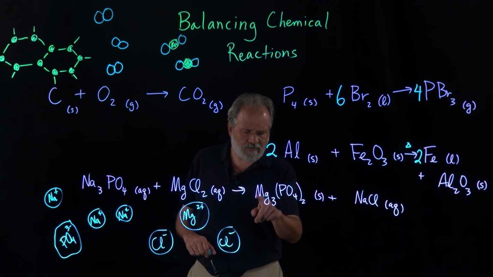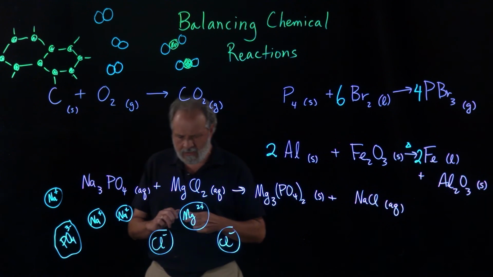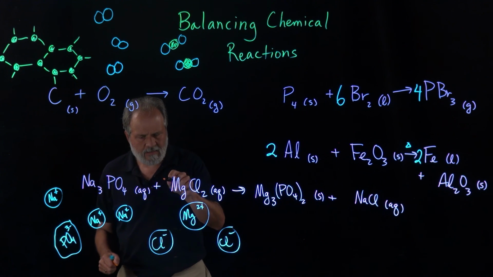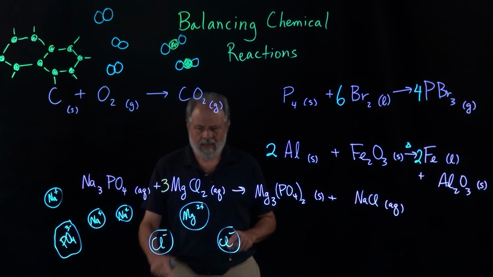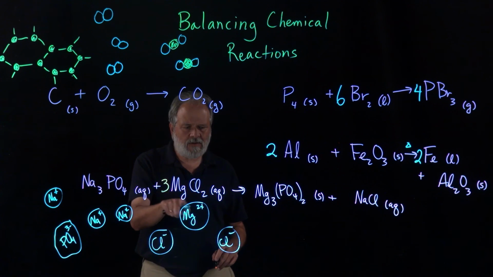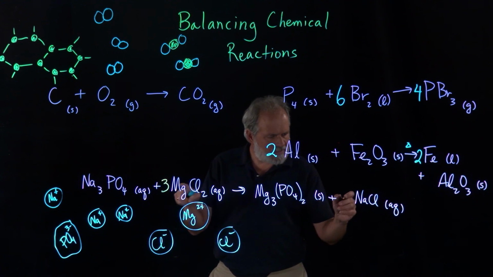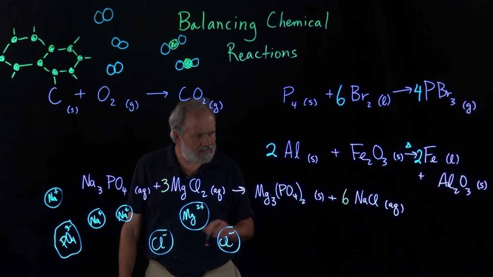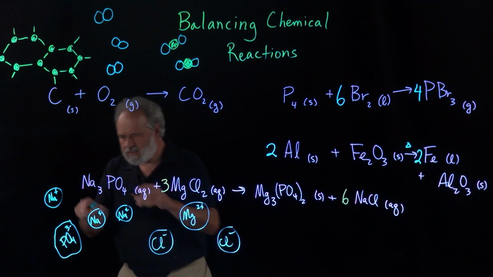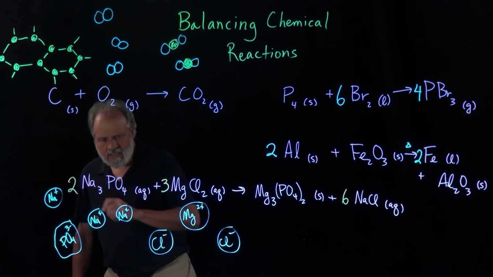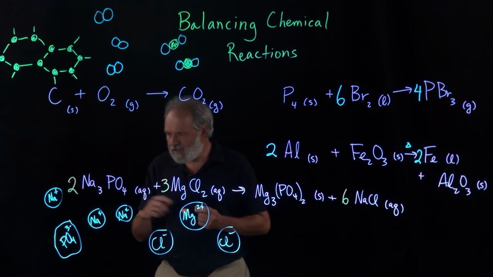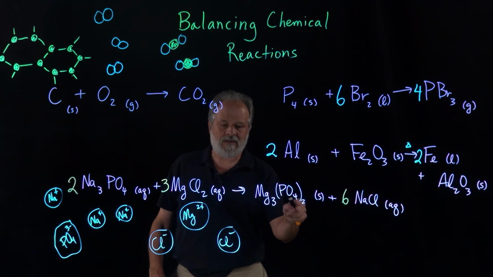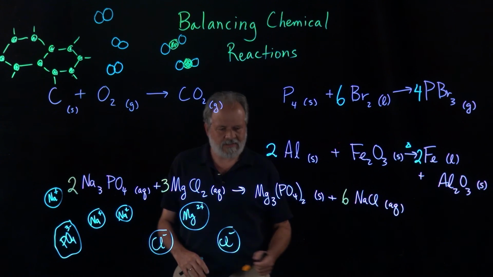All right, so if there's 3 magnesiums here, let's try 3 magnesiums there. And that gives me 6 chlorides. So if I have 6 chlorides, I'll have 6 sodium chlorides. And now if I have 6 sodiums, I have 2 of these. And now let's look and see if the phosphate's balanced. 2 phosphates, 2 phosphates. Everything is balanced, okay?